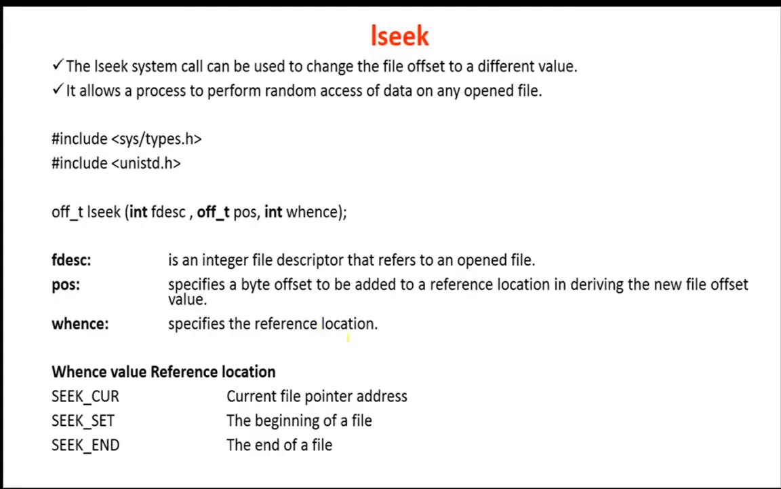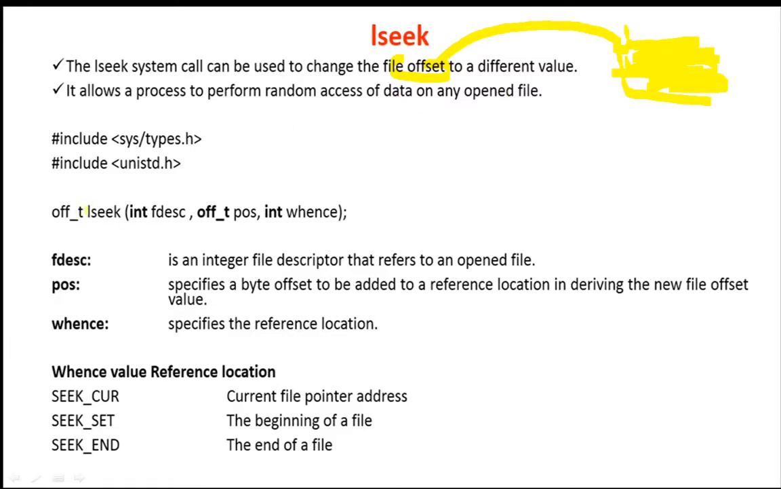Next is lseek. The lseek system call can be used to change the file offset to a different value. Whenever we open a file, it starts reading from the left corner onwards, in a linear or continuous format. If you want to access a record from the middle or the end of the file, that time you use lseek, to change the file offset. Initially the file offset is set at the beginning of your file, so it allows the process to perform random access of data on any open file.